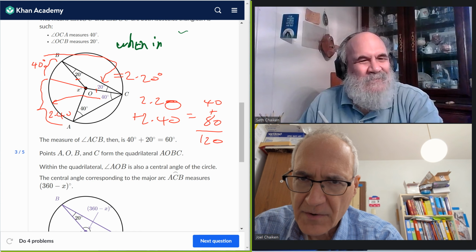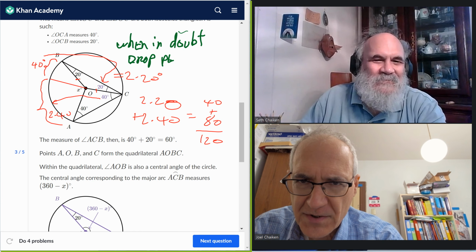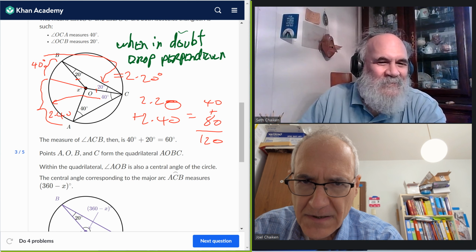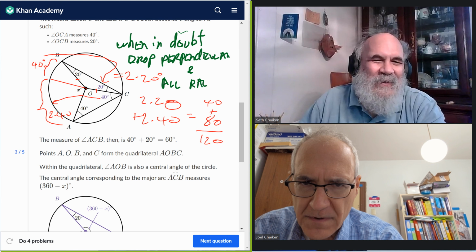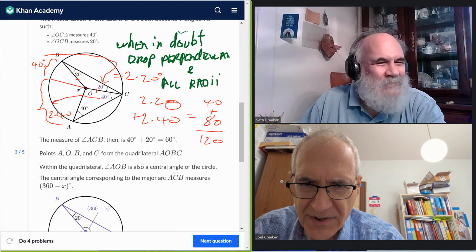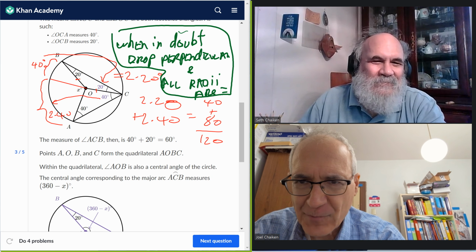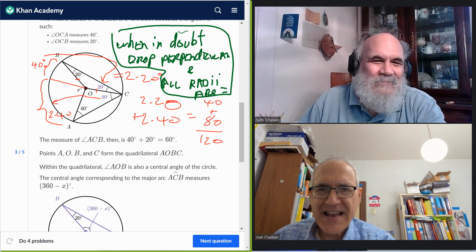I always sort of joke, but it's not really a joke. In geometry, when in doubt, drop perpendiculars, and all radii are equal. You wouldn't believe how this little quip helps you in a lot of geometry problems. When in doubt, which, by the way, you're highly in doubt because you look at this question and have no idea how to do it, drop perpendiculars.